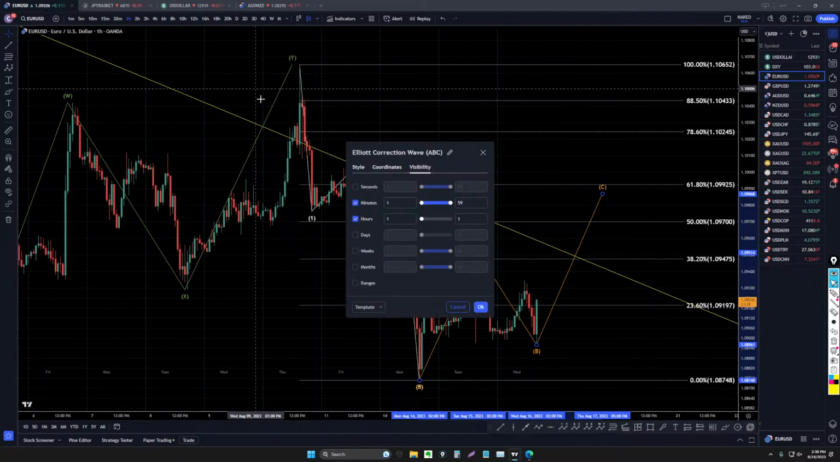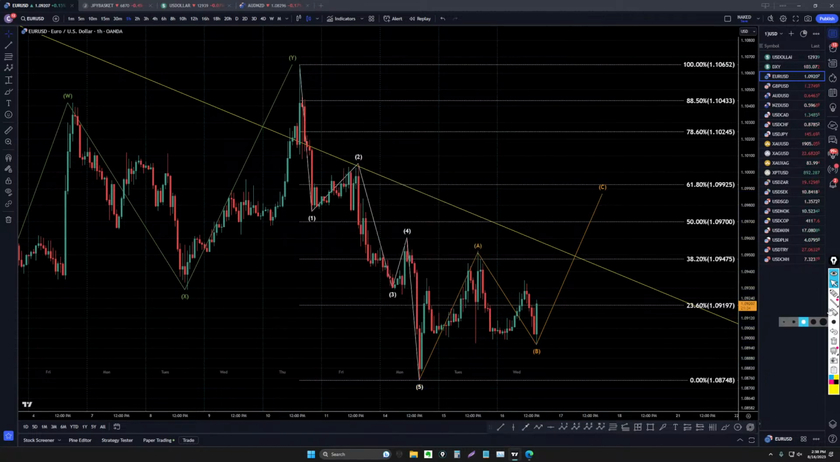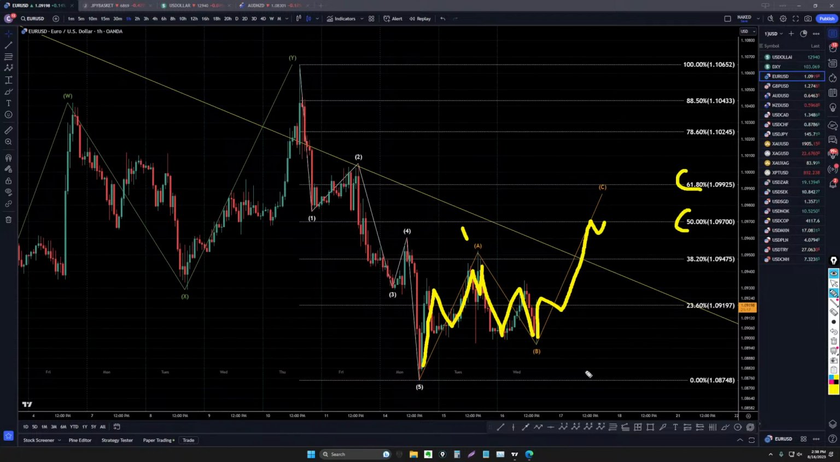So let me change this up real quick so we can see it on the 4-hour. Because if you look, even though this is a very overlapping pattern, it's definitely a 1, 2, 3, 4, 5. It has 5 waves, so it probably is a wave A. This move down has very clearly 3 waves, so that's probably a wave B, and we are most likely going up for a wave C, which I think is going to go up to one of these higher fib levels.